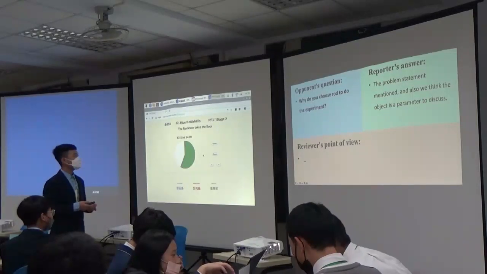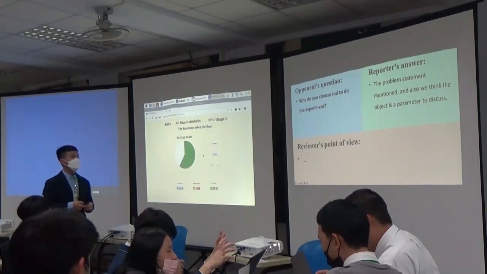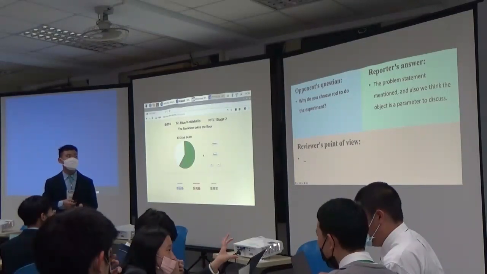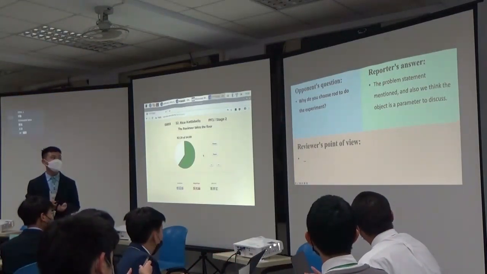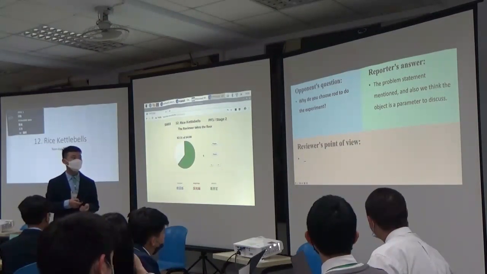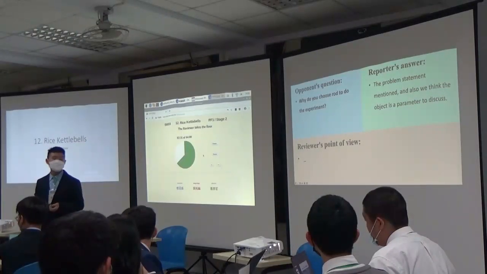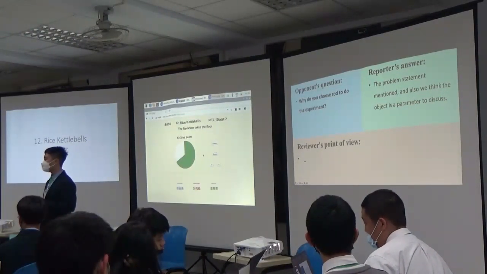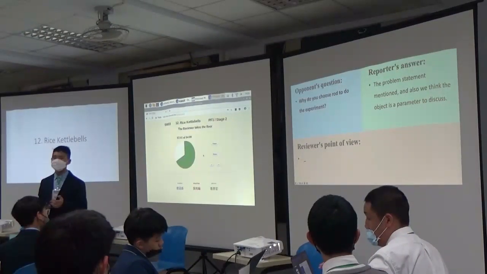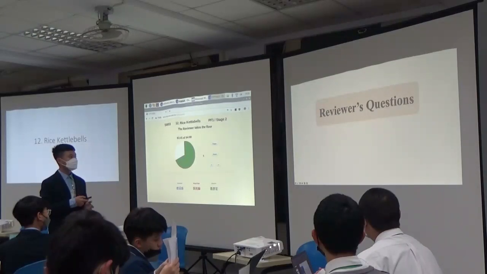And the next question, the opponent asks, why did you choose rice to do this? The reporter says the problem statement mentions rice, and also they think the object is a parameter to discuss. So we think the reporter did it right, because in the problem statement the phenomenon is more important. So choosing an easier object is very good.